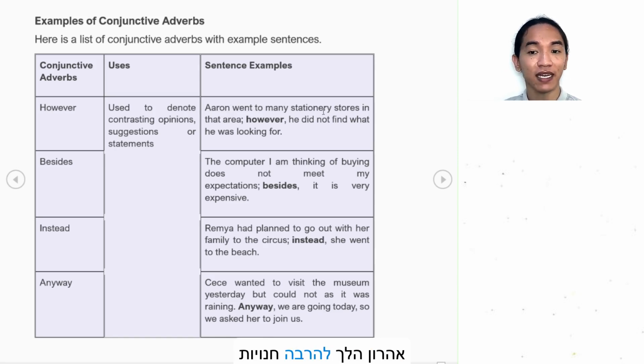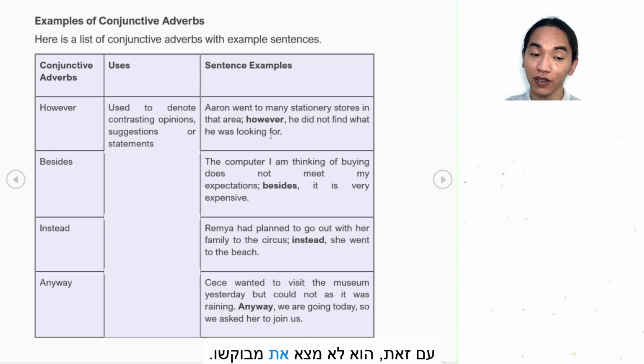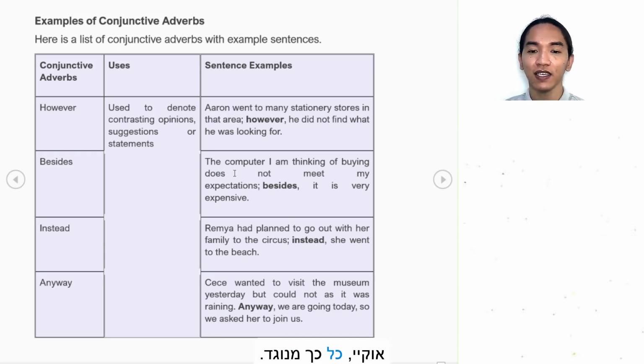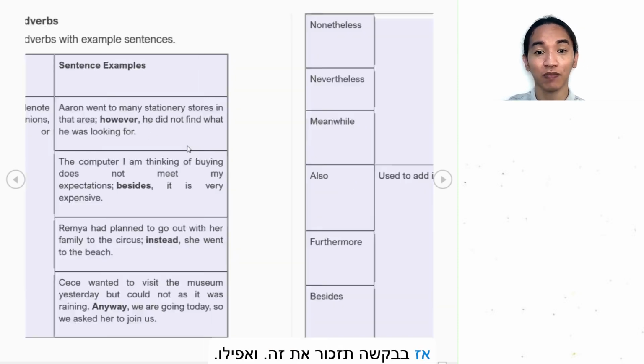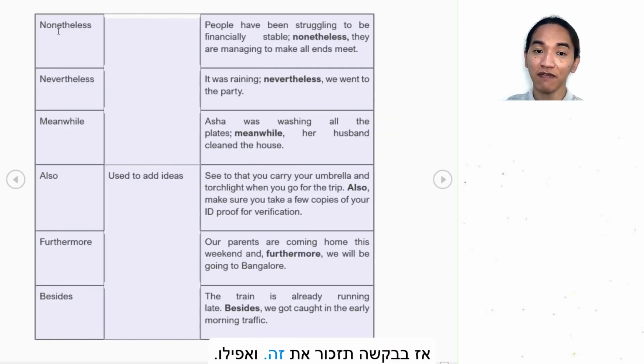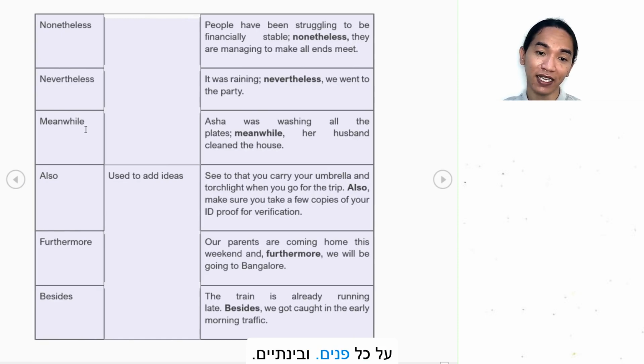Aaron went to many stationery stores in the area. However, he did not find what he was looking for. Okay, so contrasting. The computer I'm thinking of buying does not meet my expectations. Besides, it's very expensive. So contrasting. So please remember that. And even nonetheless, nevertheless, and meanwhile.